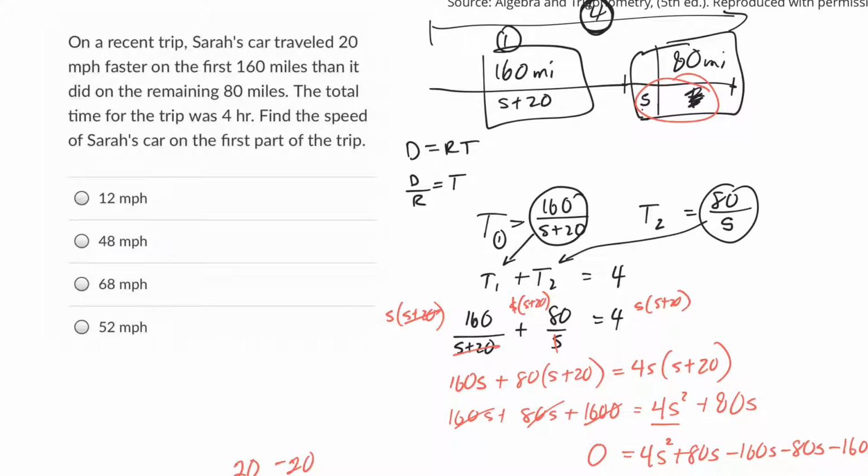So that's 48. And if that's 48, and they ask how fast they were going in the first part of the trip, it'd be 48 plus 20. So I think I'd be going with 68. Okay, hopefully that helps you with that question.